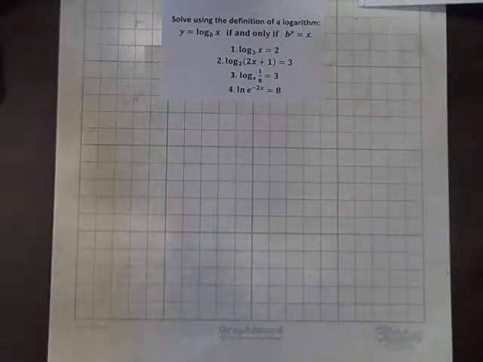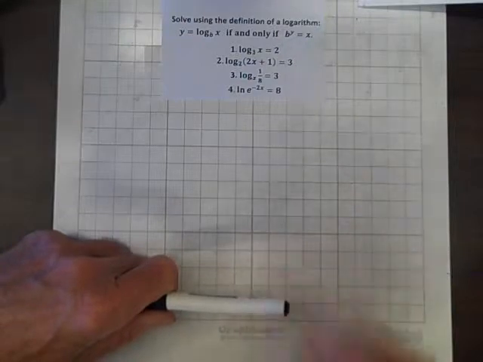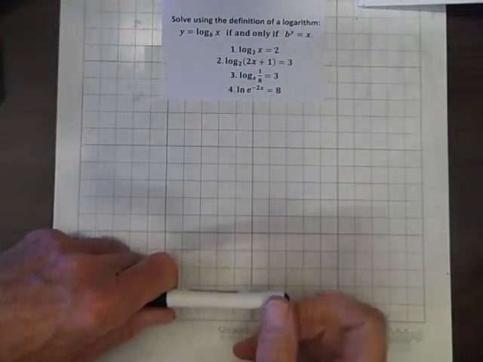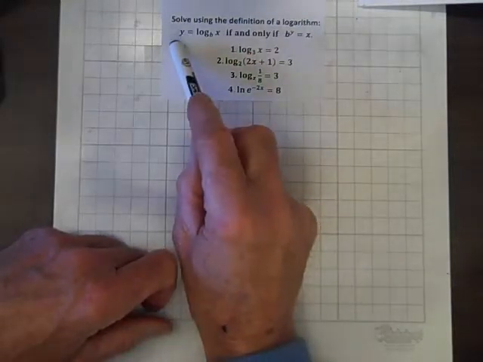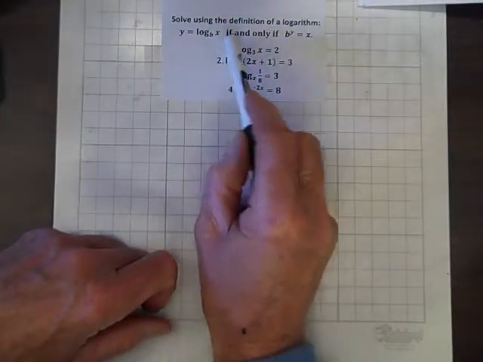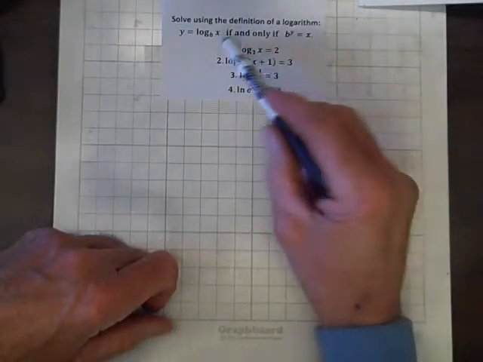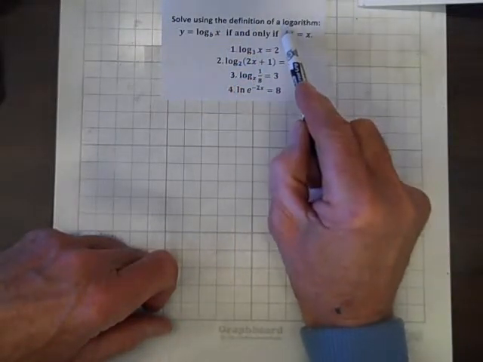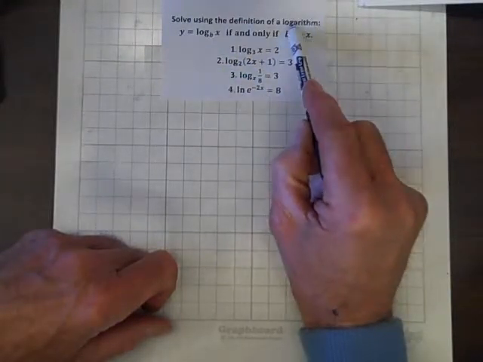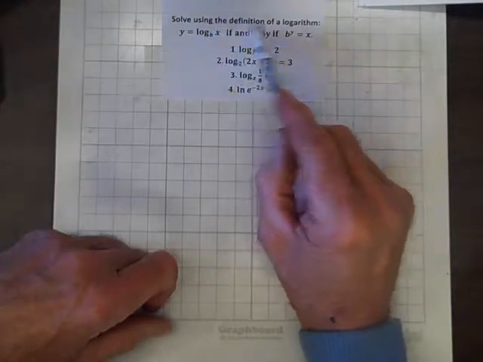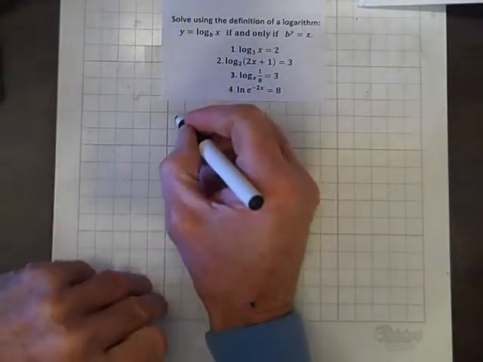We're going to solve the following logarithmic equations using the definition of a logarithm, which is y equals log to the base b of x if and only if b to the y equals x. Notice b represents base. y is the corresponding exponent and x is the result.